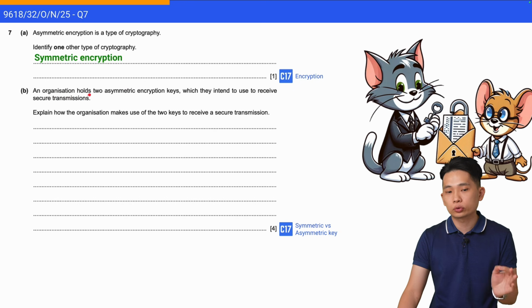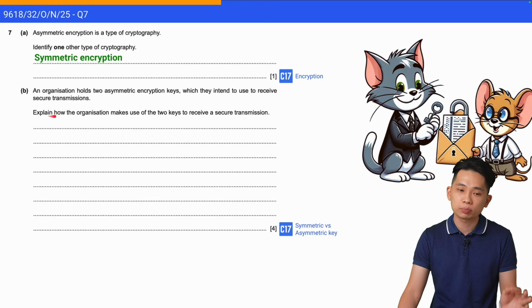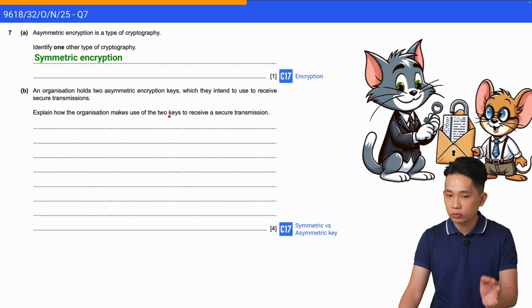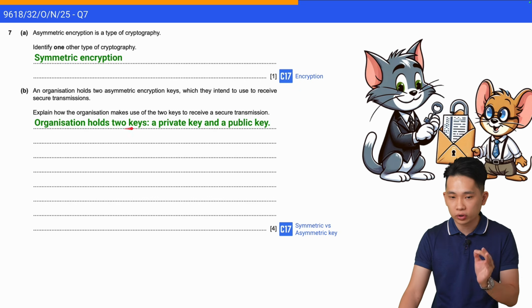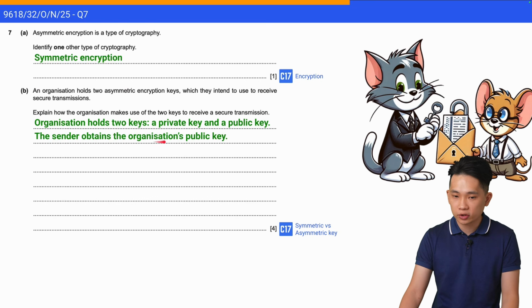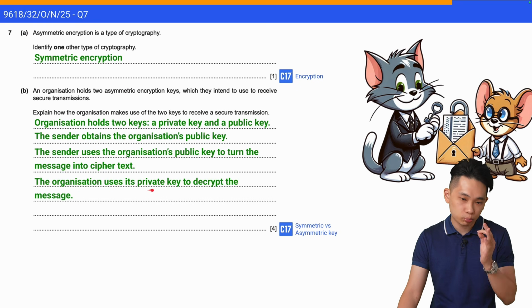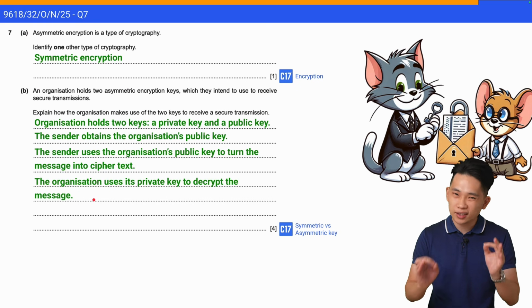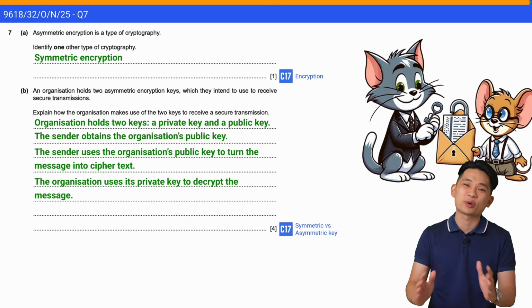An organization holds two asymmetric encryption keys, which they intend to use to receive secure transmissions. Explain how the organization makes use of the two keys to receive a secure transmission. First of all, we can write organization holds two keys, a private and a public key. Then the sender obtains the organization's public key. And then we can write the sender uses the organization's public key to turn the message into ciphertext. And finally, the organization uses its private key to decrypt the message. This is the typical workflow for asymmetric encryption. If you know the process by heart, this is a 3 marks question.